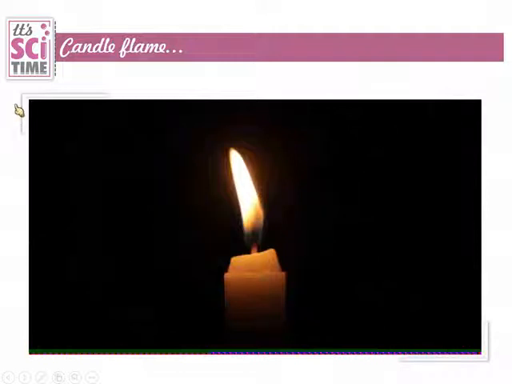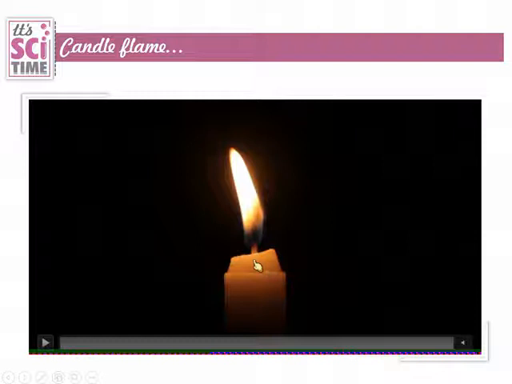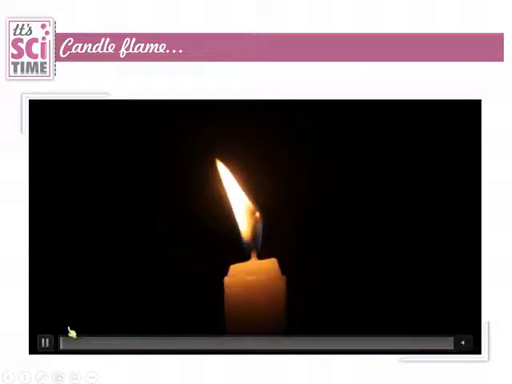And now we will observe this one, candles. Solid wax is burning here. First solid wax becomes liquid and then vaporizes and burns here. You can identify the zones of this candle flame. Let's play the video. How does it burn here?